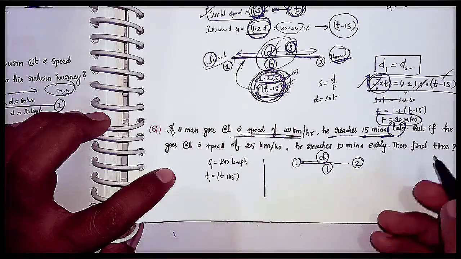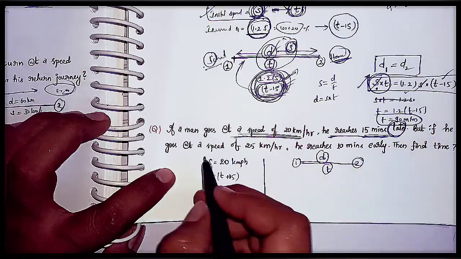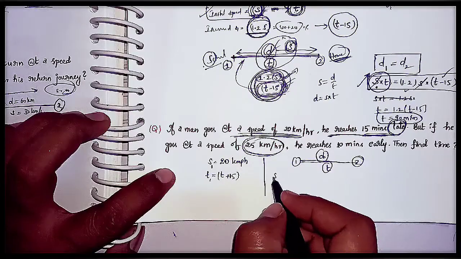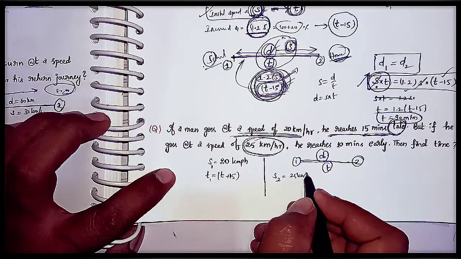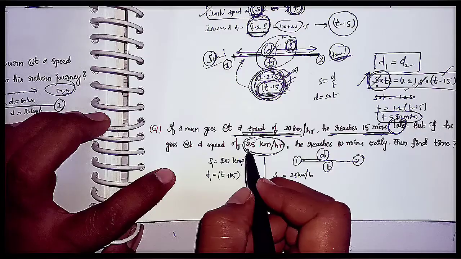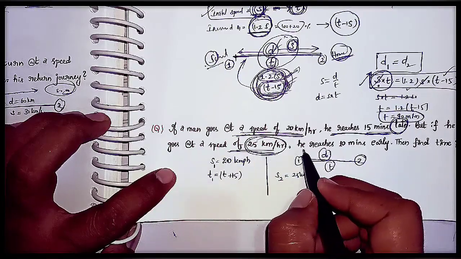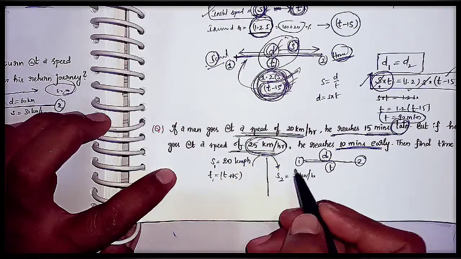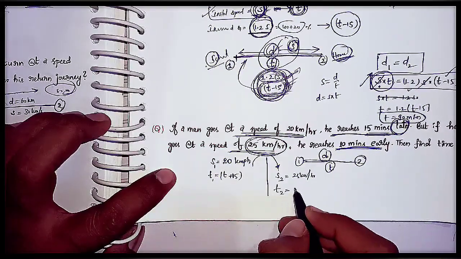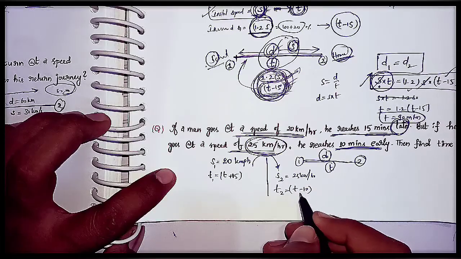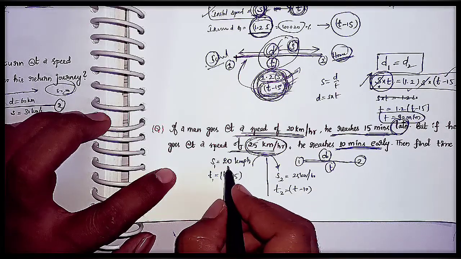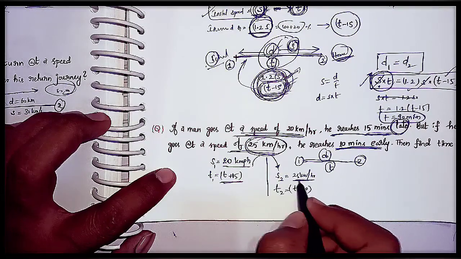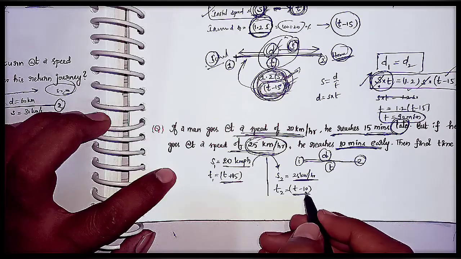And in the second case, whatever is given, if he goes at a speed of 25 kilometers per hour, that is, in the second case the speed is 25 km per hour. If he travels with this speed, what is happening? He reaches 10 minutes early. That means as he increases the speed, he reduces the time. The second case time is t minus 10 minutes. In the first case with that speed, he is taking more time. In the second case with the speed 25 km per hour, he is taking less time.